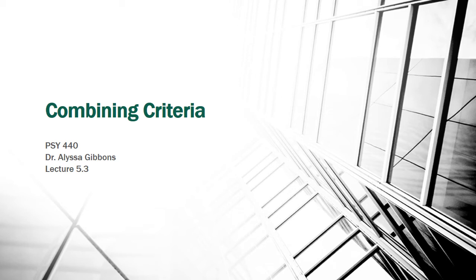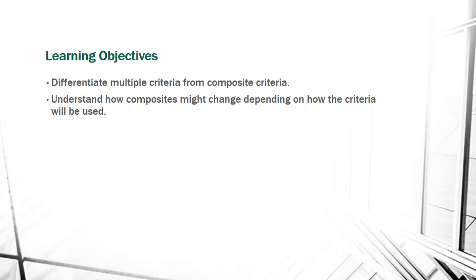This is lecture 5.3 for Psych 440, Combining Criteria. In this lecture, we're going to talk about what we do when performance is complicated, and we need a combination of criteria to be able to describe it well, which turns out to be the case in most jobs most of the time. We're going to talk about the difference between using multiple criteria and putting those criteria together into a composite criterion. We'll talk about how we create those composites differently depending on our purpose.